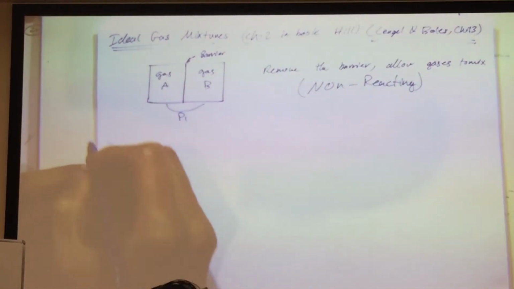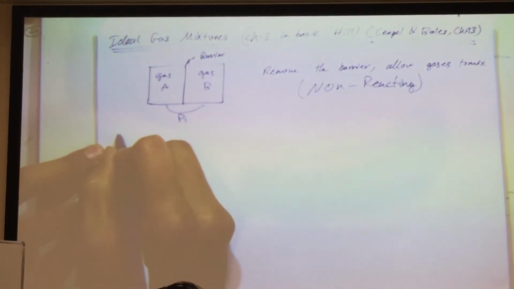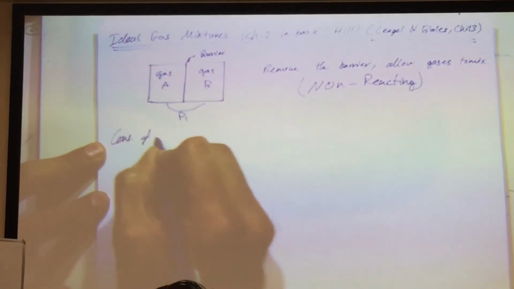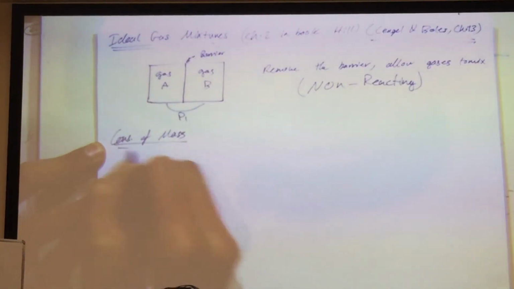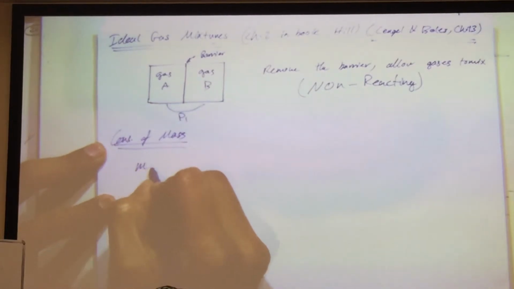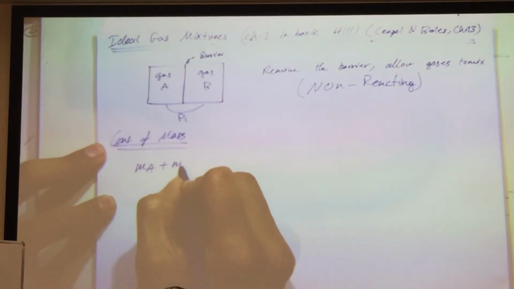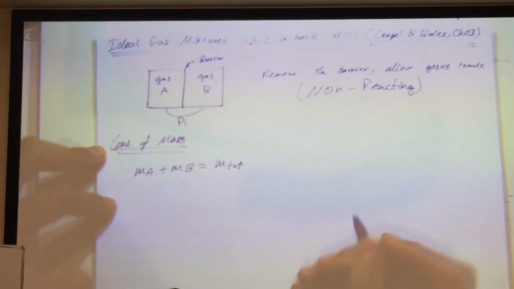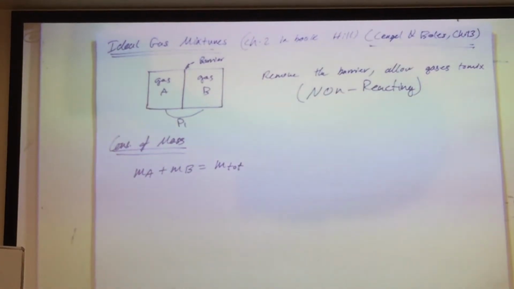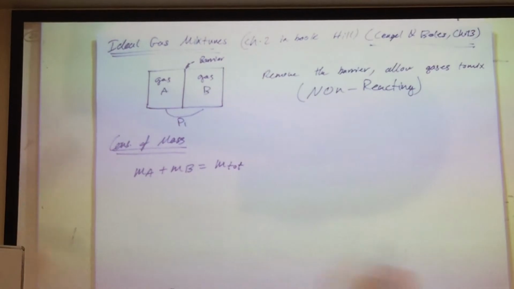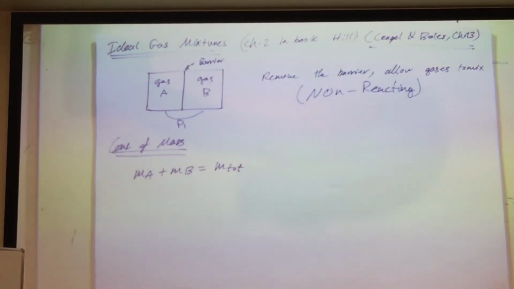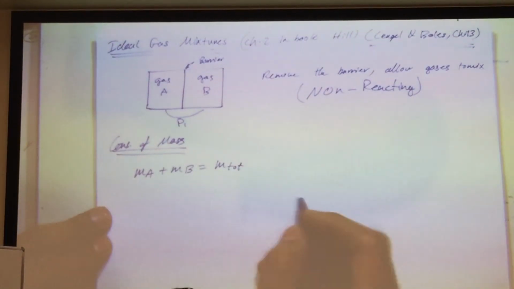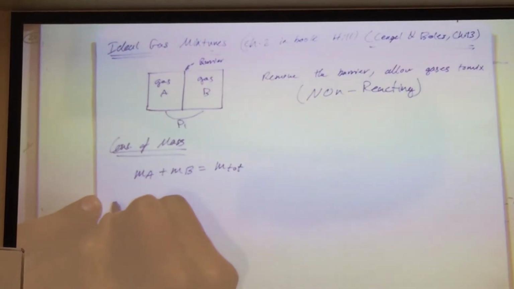Okay, so what happens? Well, from conservation of mass, the mass of gas A plus the mass of gas B is going to equal the mass total. So how do I characterize each specific ratio of each gas? Well, what we call is mass fraction.